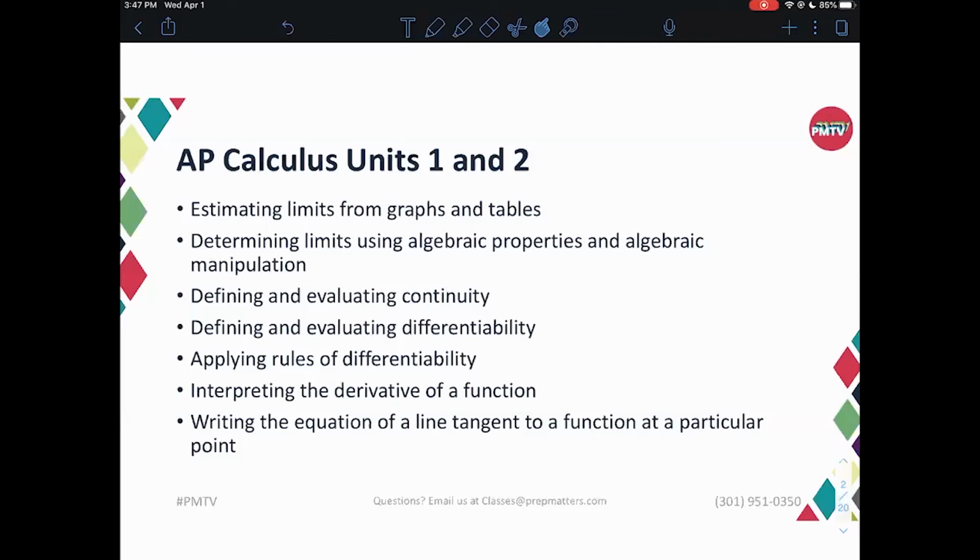So the remaining sessions will look a little bit different than the one that we're doing right now, because again, we're going to focus a lot more on those background skills today.